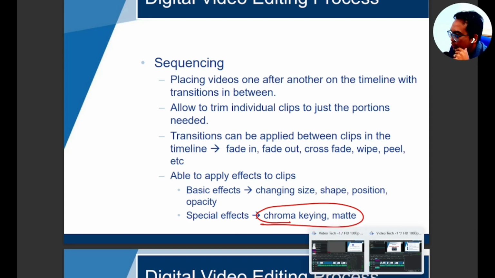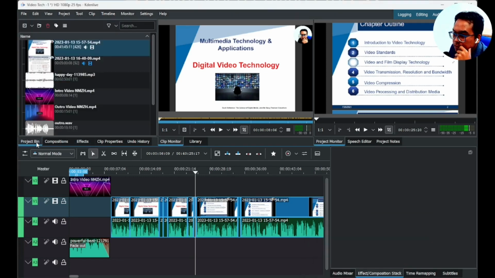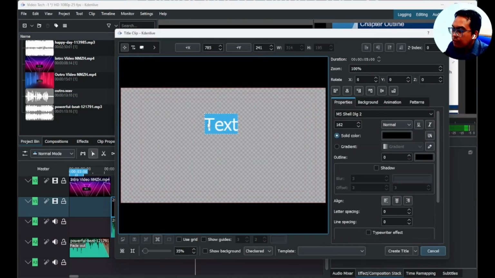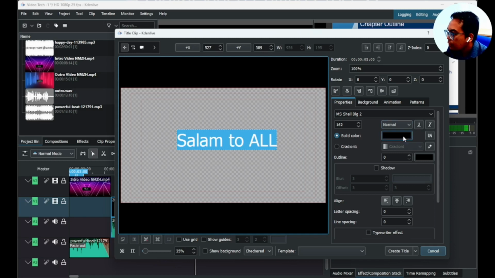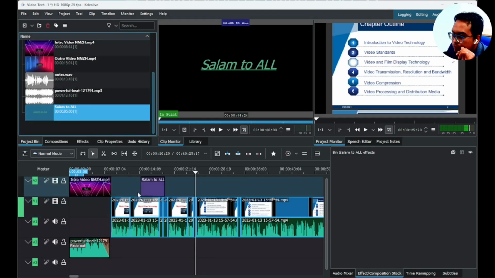Okay, effects, shape and positioning, I think it's easy. You may go to this one, project bins, and you just put it there. Okay, title. Let's say we have this one, salam to all. So you can play around with this. Okay, it becomes this color. So you can do the underline and so on and so forth. Then you create the title and you just pull it over here.